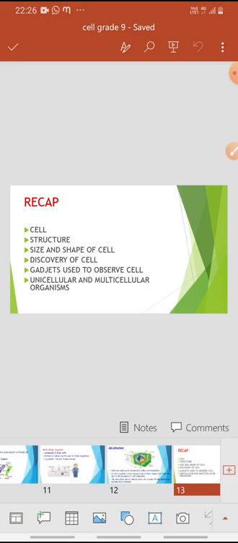We'll have a small recap of today's session. The things we have seen are about cell and its structure, size and shape of cell, discovery of cell, gadgets used to observe cell, unicellular and multicellular organisms. Based on this, I have prepared a worksheet. Kindly complete the worksheet and enjoy learning.